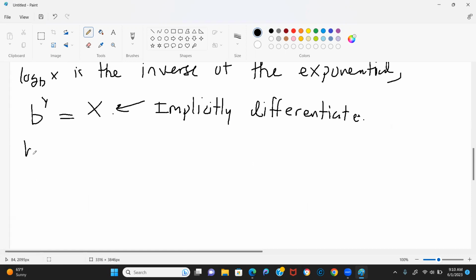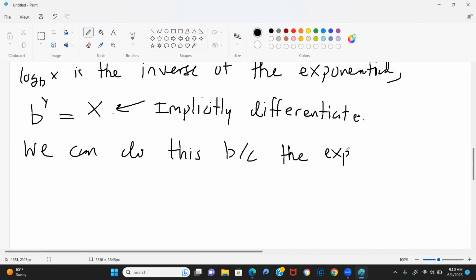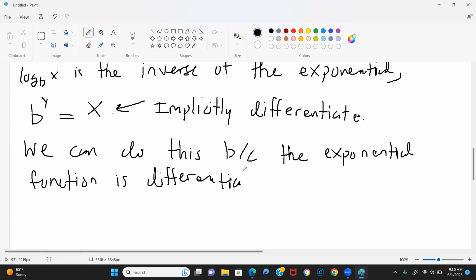We can do this because the exponential function is differentiable. Remember, I had that one peculiar property: if you know the exponential function is differentiable at x equals 0, then it's actually differentiable everywhere. It's a very strong property about differentiability of the exponential function. So we're going to implicitly differentiate that.